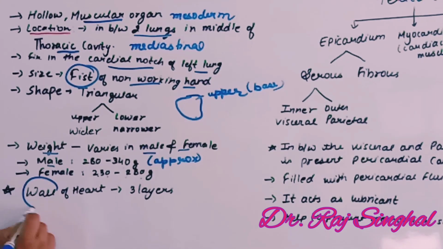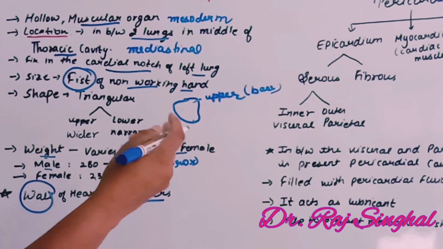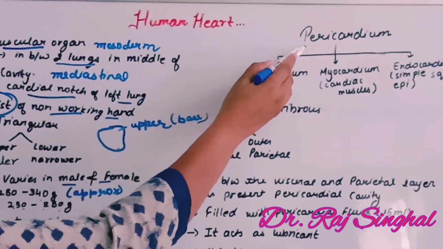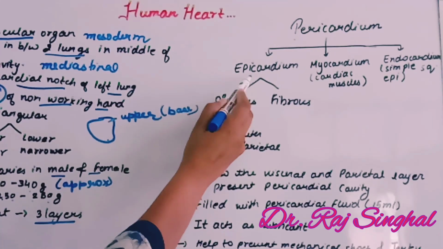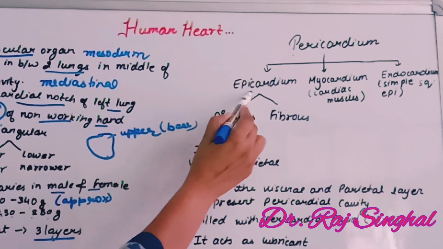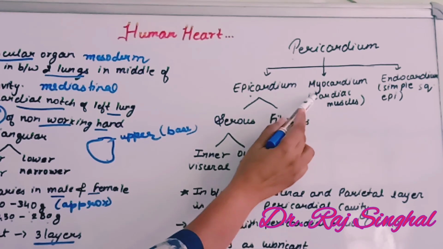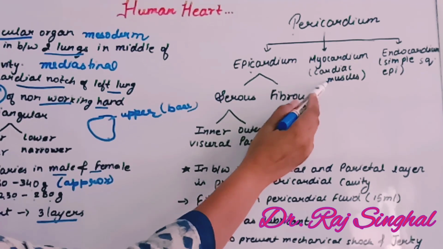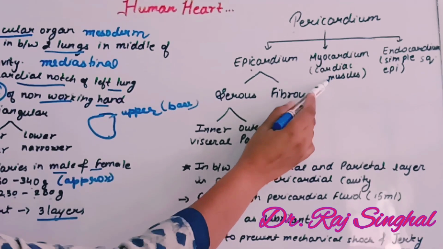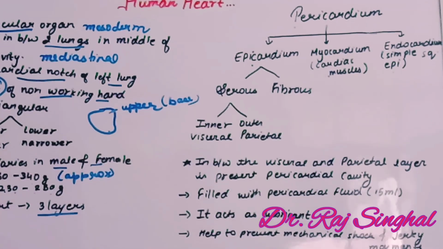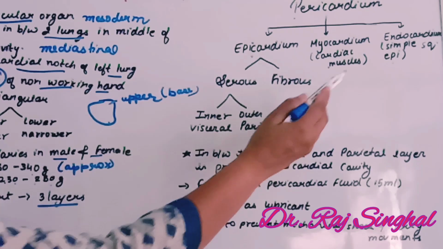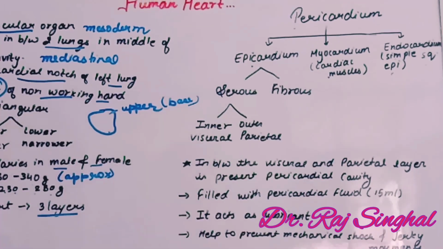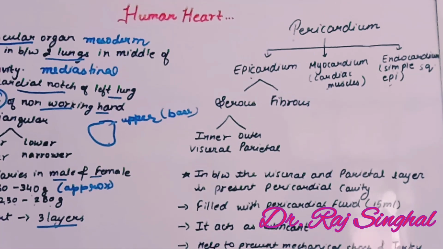Its wall is composed of 3 layers. Collectively, it is known as pericardium. Individually, the outermost layer is epicardium, the middle one is myocardium, which is made up of cardiac muscles, and the innermost is endocardium. Endocardium is made up of simple squamous epithelial tissue.